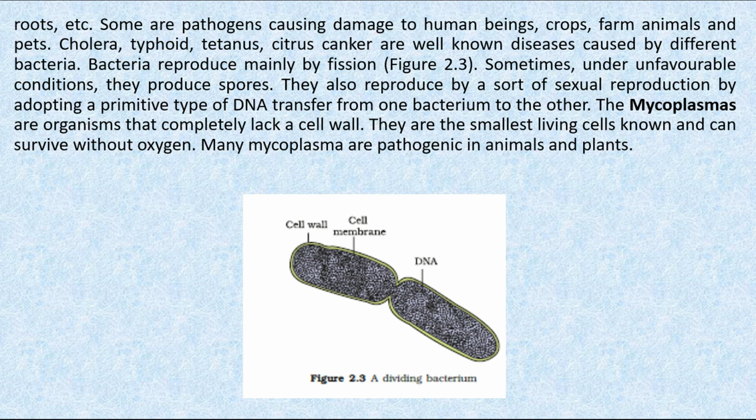Bacteria reproduce mainly by fission. Sometimes, under unfavorable conditions, they produce spores. They also reproduce by a sort of sexual reproduction by adopting a primitive type of DNA transfer from one bacterium to the other.